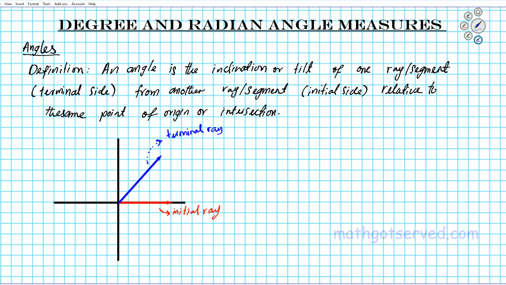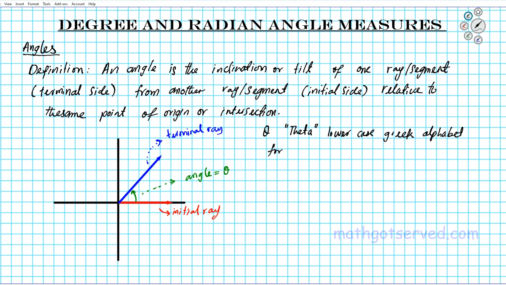Now the tilt or inclination, this region swept between these two rays with the same point of origin, is what you refer to as the angle. So there goes your angle. Now let's call the angle theta. This symbol is a lowercase Greek letter called theta, and it is customarily used to represent angle measures.